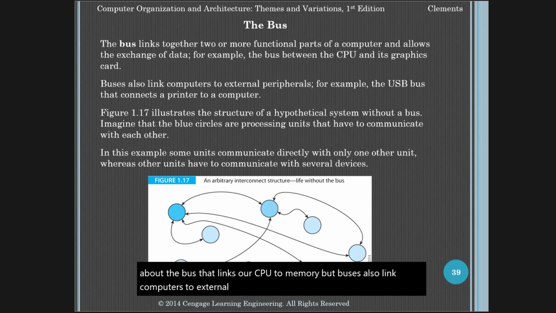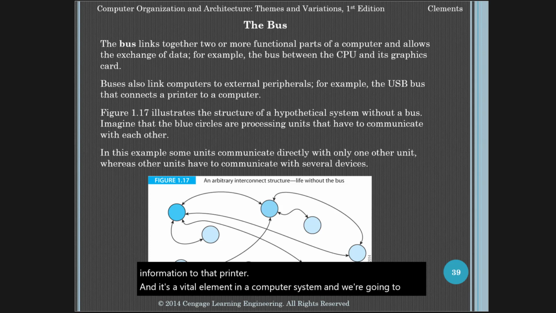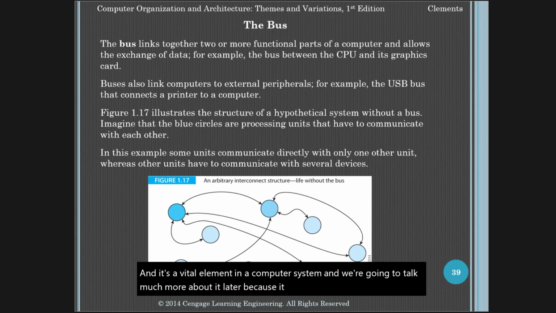So if you have a printer connected to the computer, right, there's going to be a bus that sends information to that printer. And it's a vital element in a computer system. And we're going to talk much more about it later because it is so vital. But let's just talk about some key concepts.